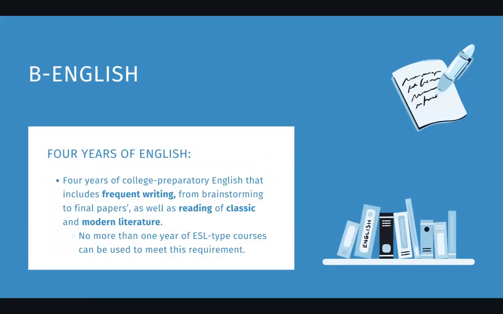And then B is for English. So you'll need 4 years of college prep English, where the class is going to require frequent writing, brainstorming, final papers, and reading of classic and modern literature. It's important to note that for English, only 1 year of ESL type courses can be used to meet this requirement. So if you are in a second year of ESL, that will not count.